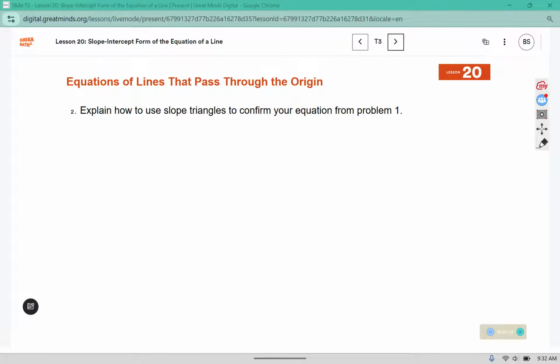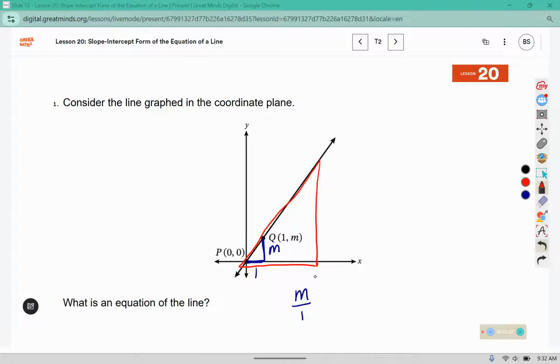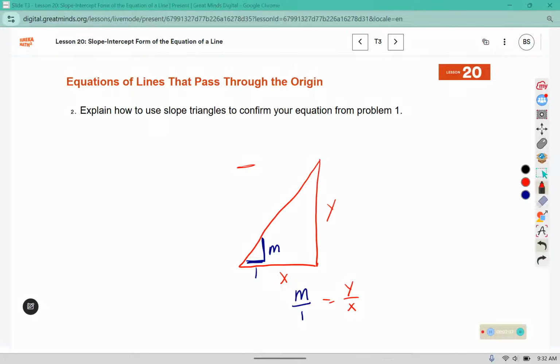Explain how to use slope triangles to confirm your equation from problem 1. Well, if we created a slope triangle here, the height is m, and the base is 1, so the ratio would be m divided by 1. If I created another slope triangle somewhere else down the way, this would be x, and the height would be y, so the height to base ratio would be y divided by x. So we can cross multiply here. m times x is mx, and 1 times y is y.